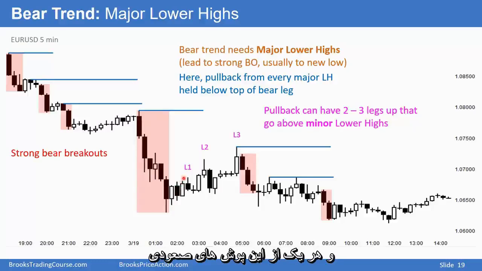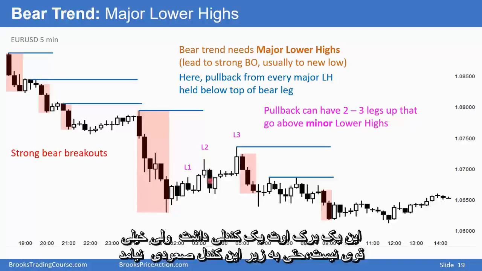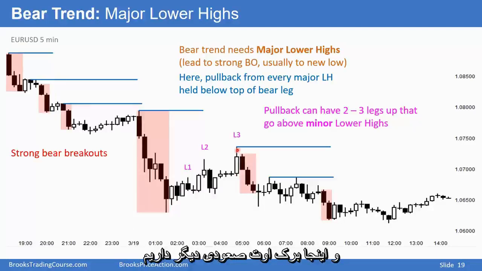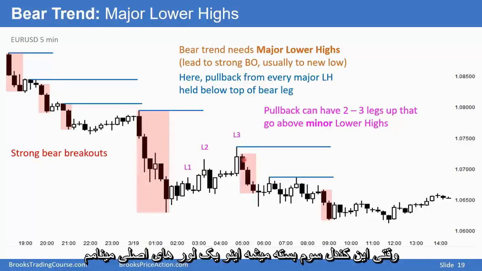And each one of these pushes up creates a minor lower high. This did not have a strong breakout to a new low. This had a 1 bar breakout, but not all that strong, did not even fall below this bull bar. And here, another bull breakout, pretty decent bear breakout. So I would call these 2 minor lower highs. And then by the time this 3rd bar closes, I would call that a major lower high.